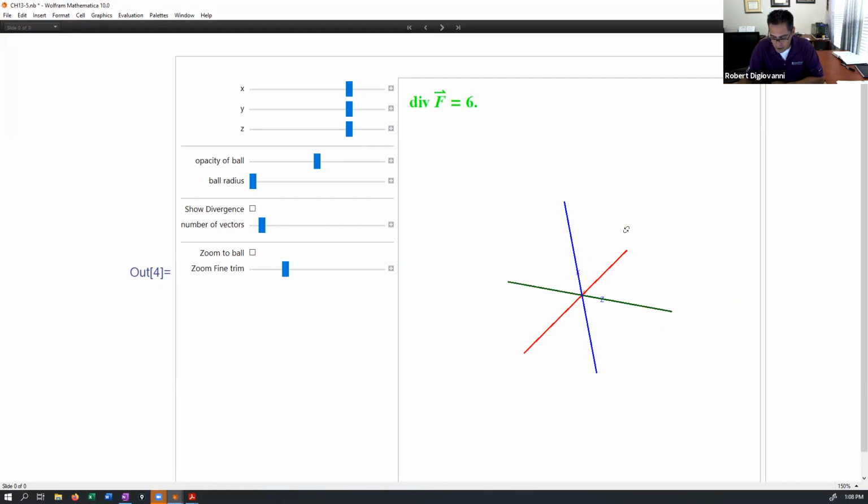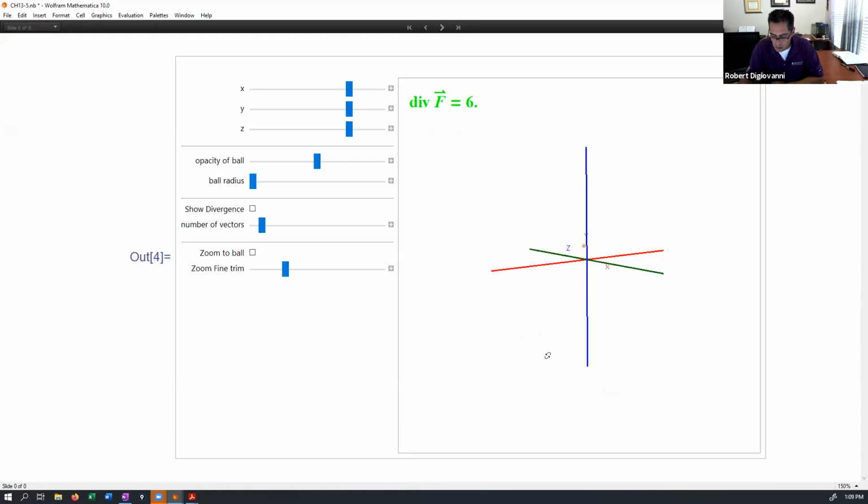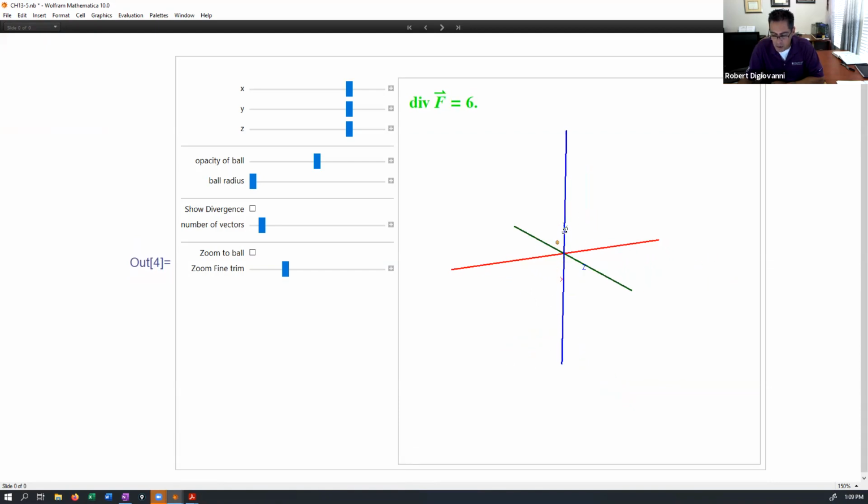Oh, I've lost my orientation here. There. I'm having the computer calculate the div. And right now for this example, the div here is 6, which means this is a source point. So how can I visually represent that? How can I get you to understand what's happening?